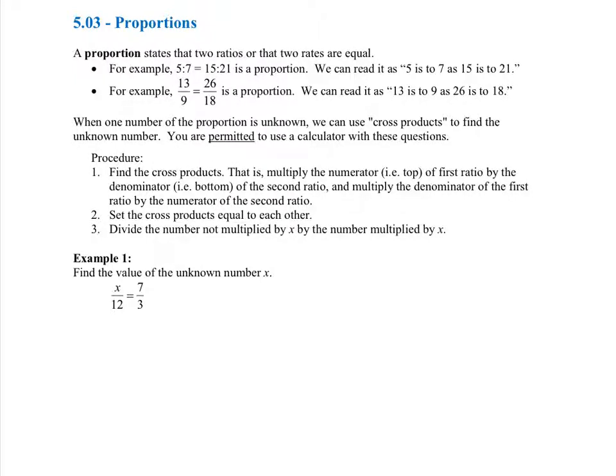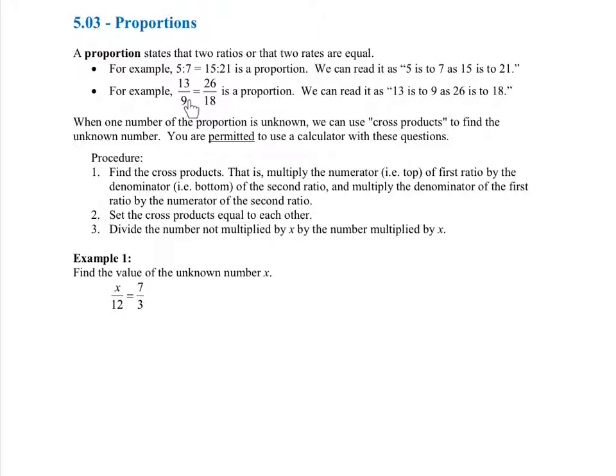Okay, so we've looked at ratios and rates, and ratios compare two things that are in the same units, whereas rates compare two different units. Now we're going to look at proportions, and a proportion basically just states that two ratios or two rates are equal. So, for example, 5 to 7 equals 15 to 21, that's a proportion, and you can read that as 5 is to 7 as 15 is to 21.